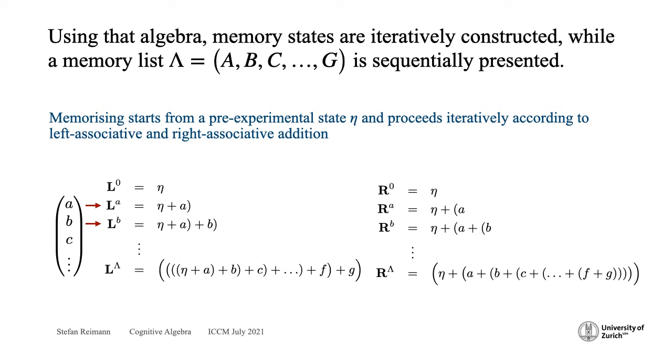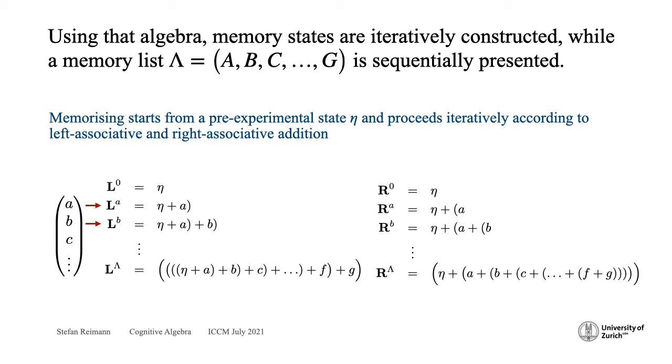Now, item A from the list is presented. Item A is perceived, resulting in the state little a, which is added to the state L0 by left addition and to R0 by right addition. This gives states LA and RA. Now, the next item B is presented, and the corresponding state B is added to LA by left addition and to RA by right addition.